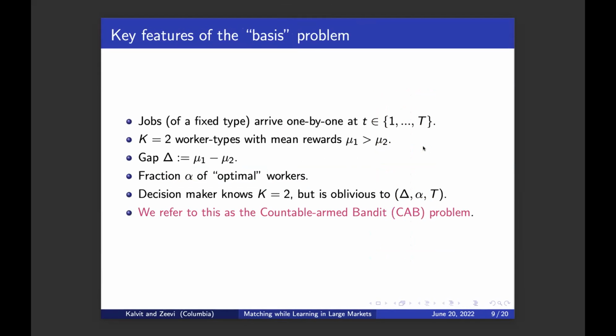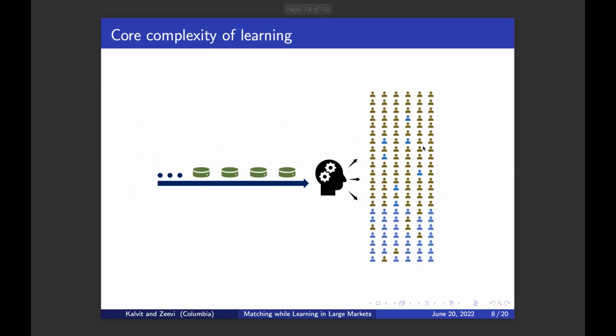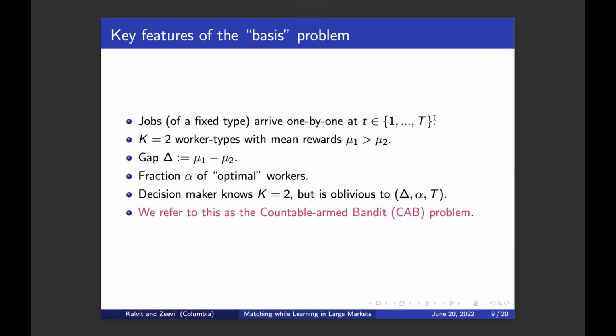The key features of this basis problem that I introduced on this slide are that jobs of a fixed type arrive one by one. There are only two worker types in the population, each characterized by a distinct mean reward and a gap of delta, and a fraction alpha of optimal workers in the population. The decision maker knows that there are only two subpopulations, but she's oblivious to all other primitives that govern the statistical complexity of this setting. This basis problem is what we are going to refer to as the countable unbounded problem going forward.